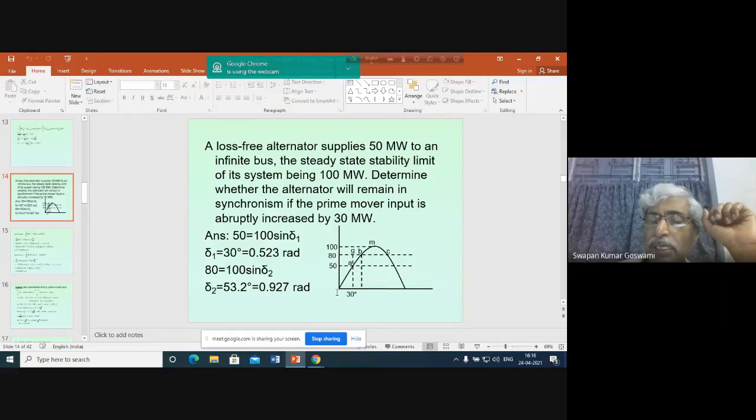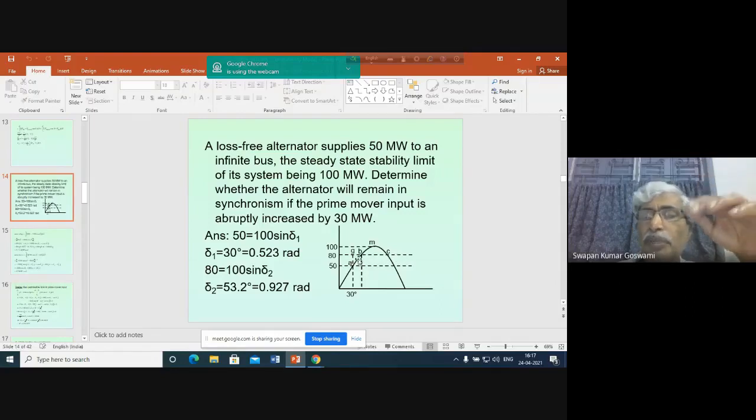Why is this the initial operating angle? Input power line and output power curve. It was supplying 50 megawatts, so this was the operating point. When it was supplying 50 megawatt, obviously the power output point was this one. Input power line is this, power output point is this. It is 30 degrees, the operating angle delta zero. Now power input is abruptly increased by 30 megawatt. It becomes 80 megawatt. So when it is 80 megawatt, what will the generator do now?